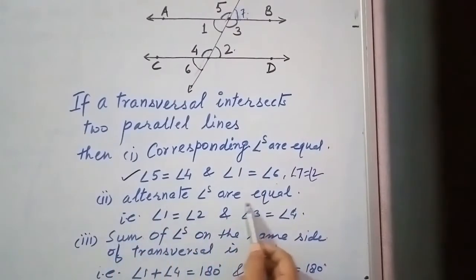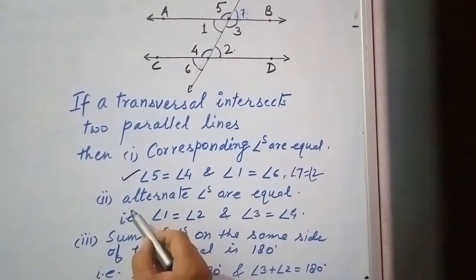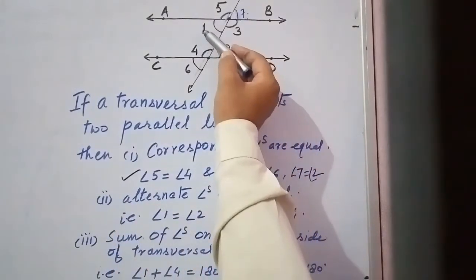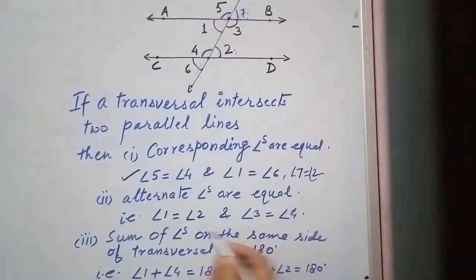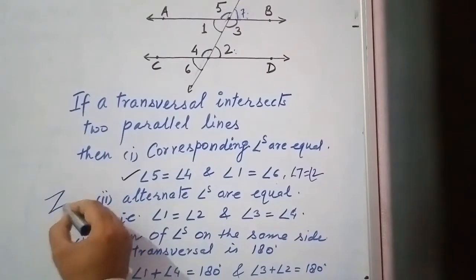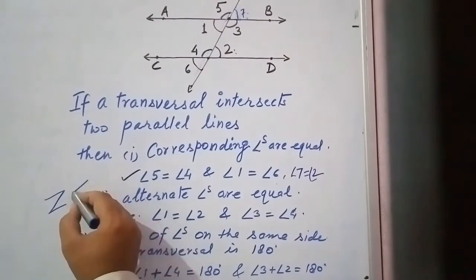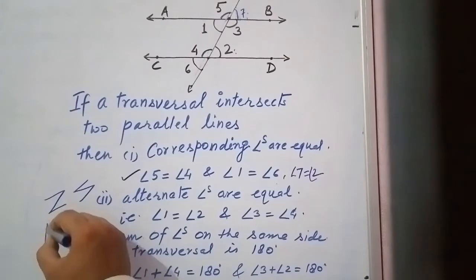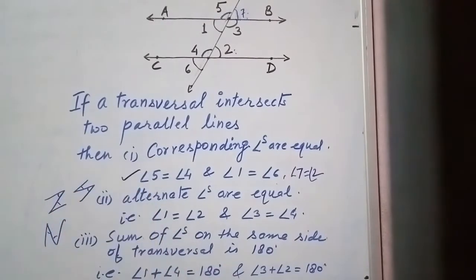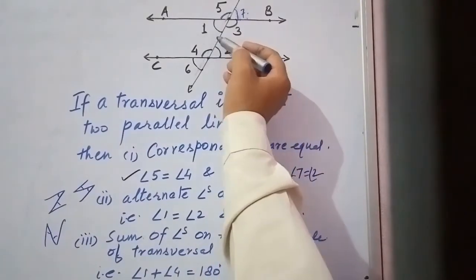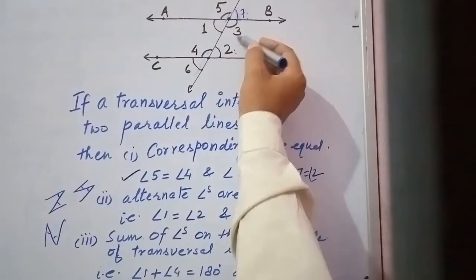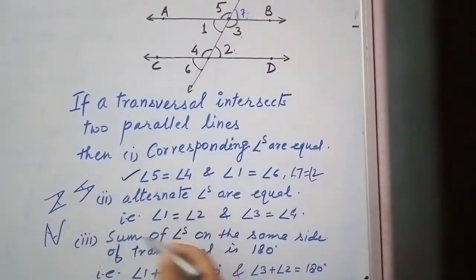Second, alternate angles are equal. Here alternate means interior alternate angles are equal, that is angle 1 equal to angle 2. For alternate angles, always take this type of shape, either this side or this side, and angles in the corners are alternate angles. So angle 1 and angle 2 are equal because these are alternate angles, and angle 3 equal to angle 4.